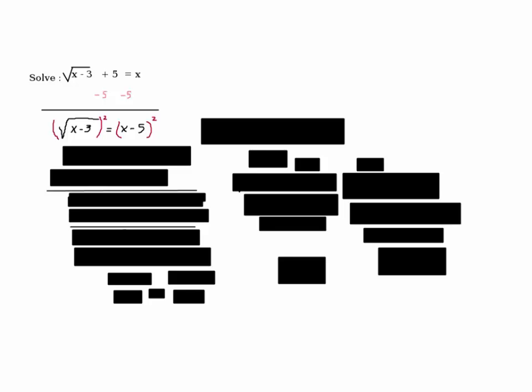You have square root of x minus 3 plus 5 is equal to x. Can somebody tell me what would be the first step here? Subtract 5. Okay, very good. So the first step is to subtract 5 from both sides of the equation, and that's what we get.